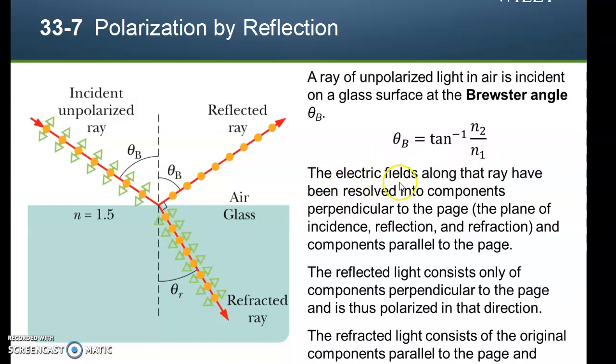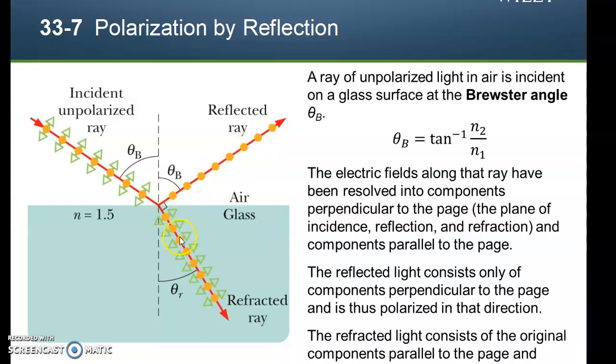Electric fields along that ray have been resolved into components perpendicular to the page, right? That's what you're seeing right here, perpendicular to the page, the plane of incidence, reflection, and refraction, and the components parallel to the page, right? So reflected light consists only of components perpendicular to the page, okay? That's this right here. Only those perpendicular to the page, and thus polarized in that direction.